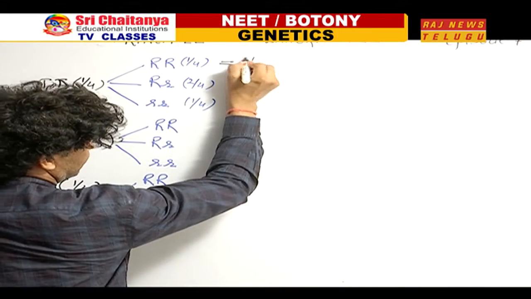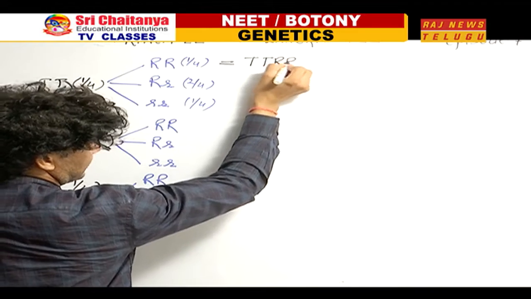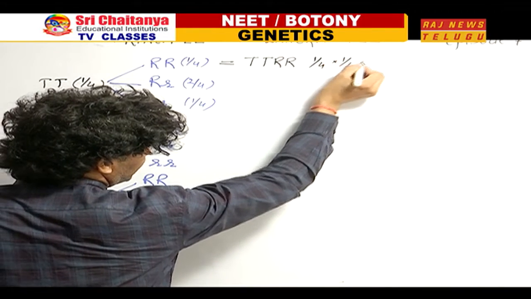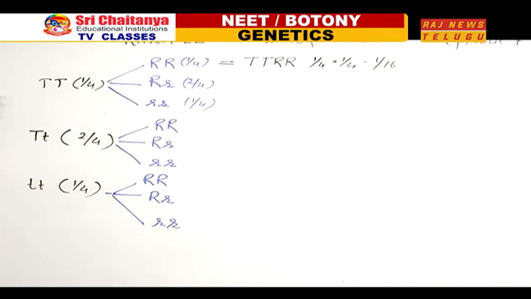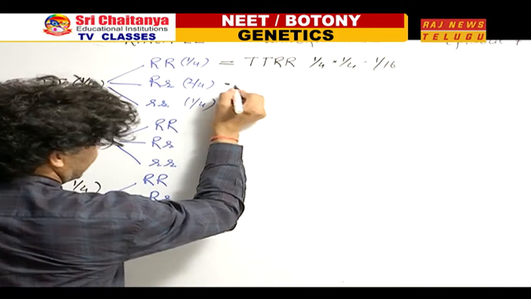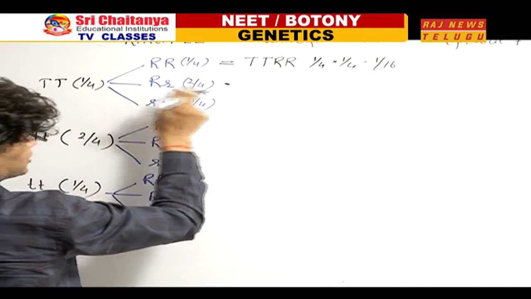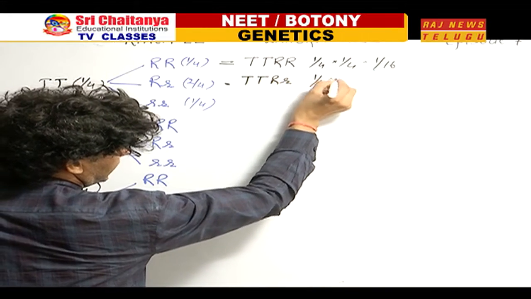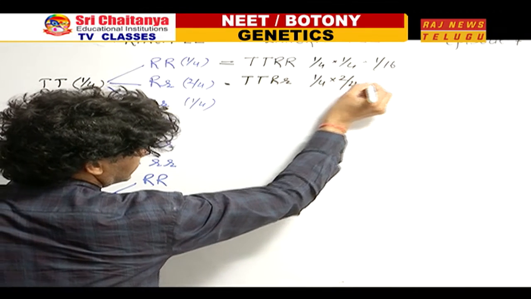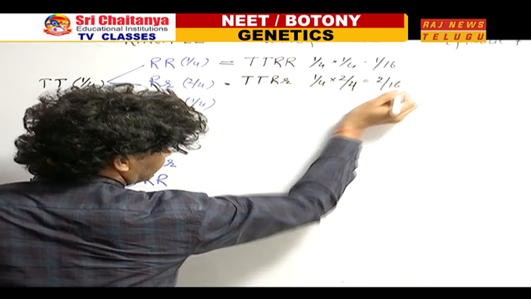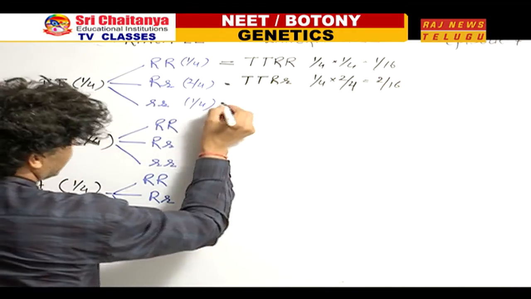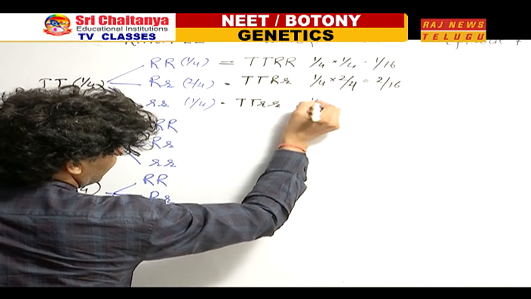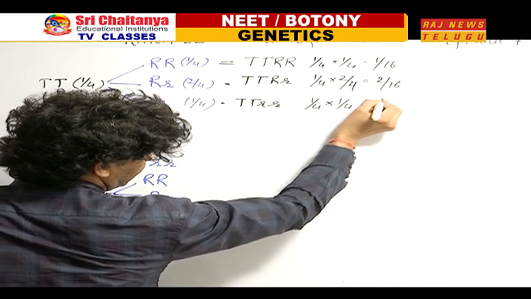means the first genotype becomes capital T, capital R, probability 1 by 4 into 1 by 4 is equal to 1 out of 16. Likewise, for the second one, capital T, capital R, small r, means 1 by 4 into 2 by 4 is equal to 2 by 16. In the same way, the third genotype comes, capital T, small r, 1 by 4 into 1 by 4, again 1 out of 16.